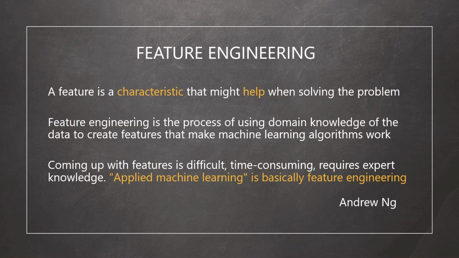I like this quote by Andrew Ng, who is a prominent machine learning and AI researcher at Stanford, had a prominent role at Google, and is now an executive at Baidu. He said that coming up with features is difficult, time-consuming, and requires expert knowledge. In fact, he goes on to say that applied machine learning is basically feature engineering.